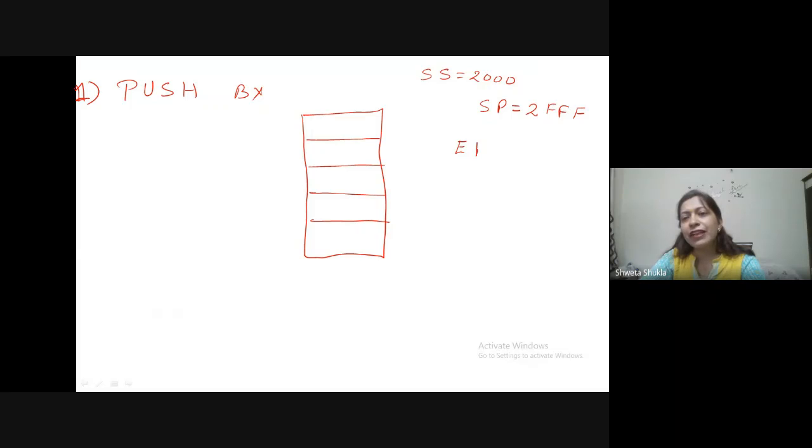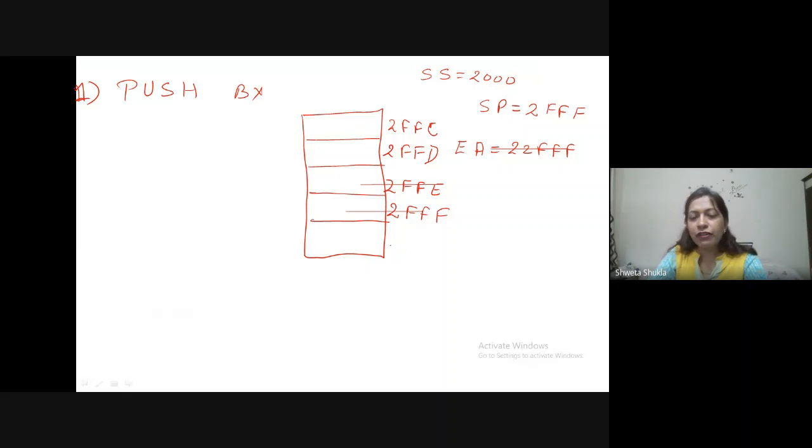Now what will be the effective address? The effective address will become 22FFF, right? Now let's see, if we have 2FFF here, then what is going to happen? We will have 2FFE, and this will be 2FFD. Now this will be 2FFC. So this is how it will work.